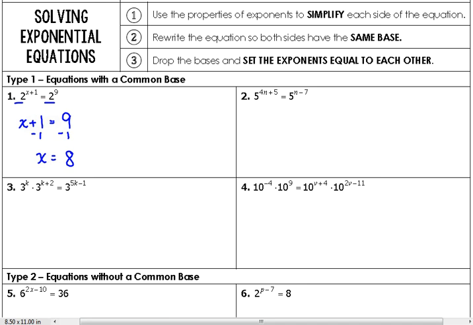It's an equation. There's absolutely no reason not to plug it back in. Obviously, that makes sense. If you plug 8 back in, 8 plus 1 is 9. 2 to the 9th is equal to 2 to the 9th.